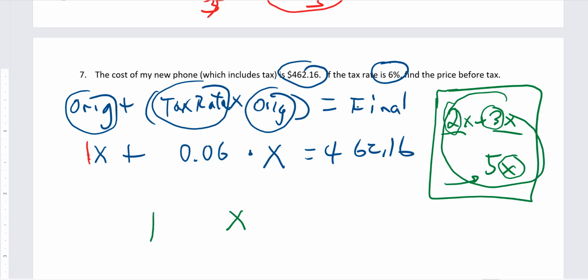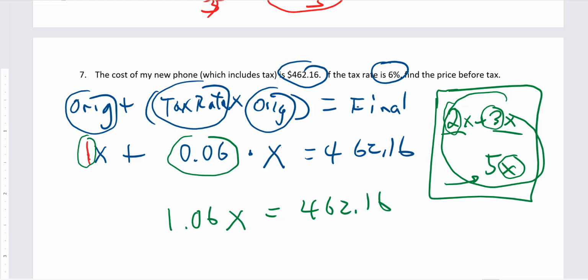And how do I figure out what number goes in front? I just add these together. And what is 1 plus 0.06? Well, that is literally 1.06 when you add them together. So the left side is 1.06x. The right side is 462.16.